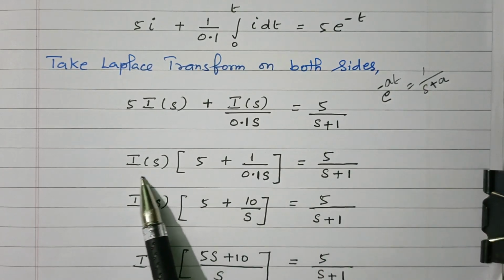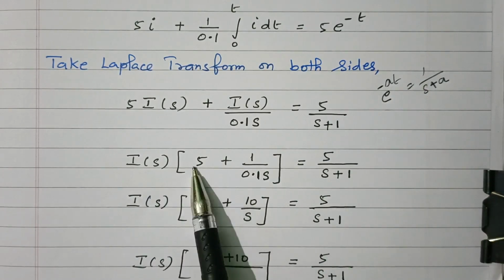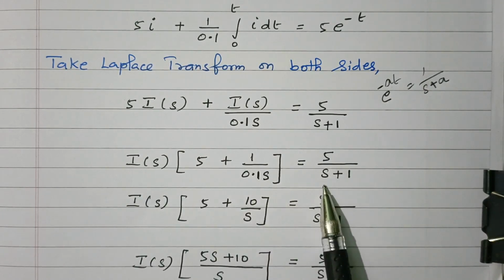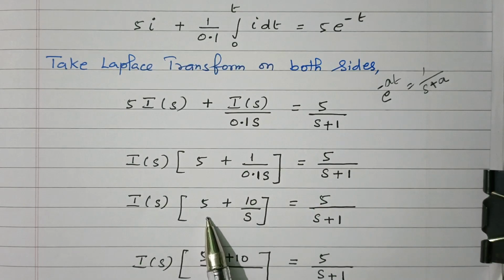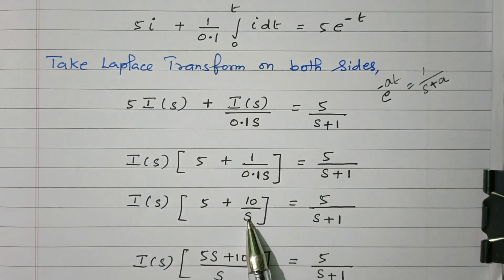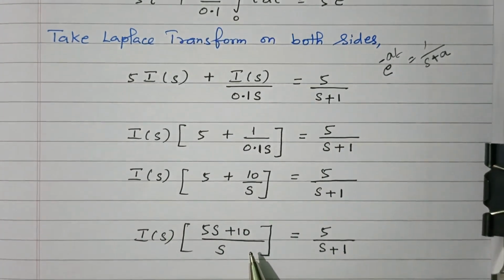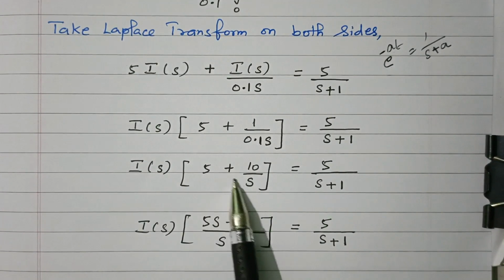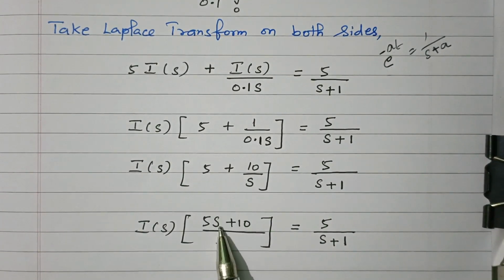Now we'll take I of s common. So I of s into 5 plus 1 divided by 0.1 s equal to 5 divided by s plus 1. So this 1 divided by 0.1 is written as 10 divided by s. Now we'll go for the LCM. We will take the LCM here, so it is multiplied by s. So 5s plus 10 divided by s. Now we'll bring this term to the denominator of the other side so that we'll get the expression for I of s.